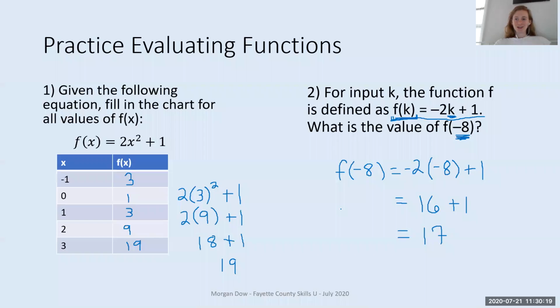all right, and we just had a little blip in the internet, but we're back online. So as I was saying, for this particular function, f of k, when you put in a value of negative 8, you get out a value of 17.